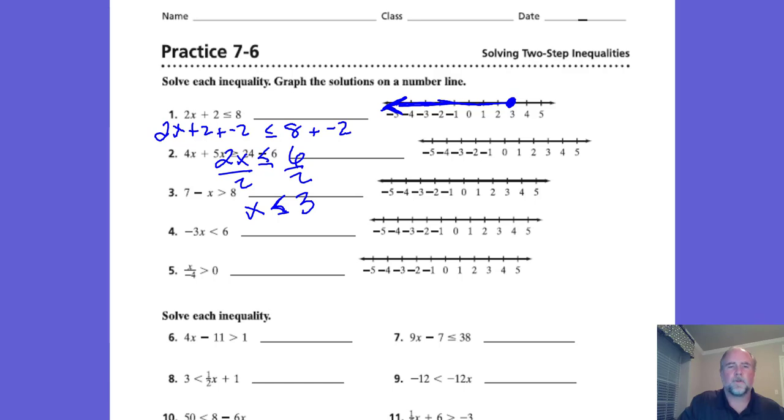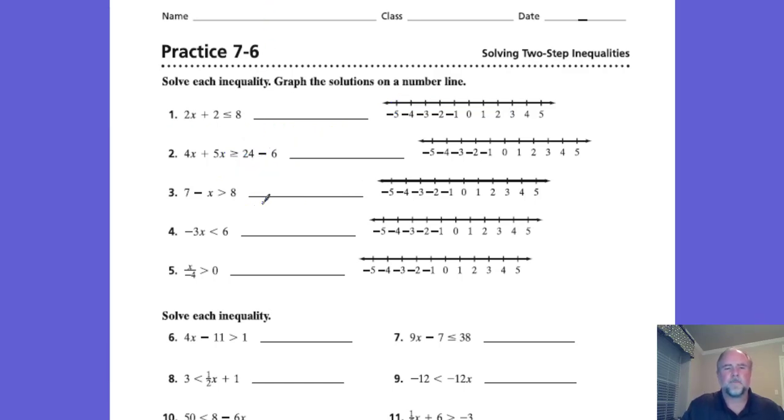Okay? So if we were to look at some of the others here, this one right here, we've got 2 x's. So if we've got 2 x's, what can we do with that? We can put these 2 x's together. I've got a 24 and a minus 6 here. Okay, so these two can be put together as well.